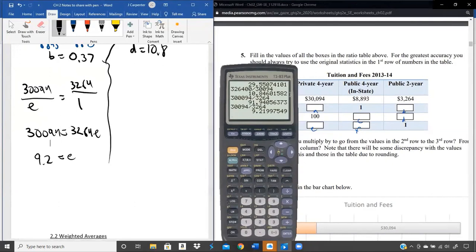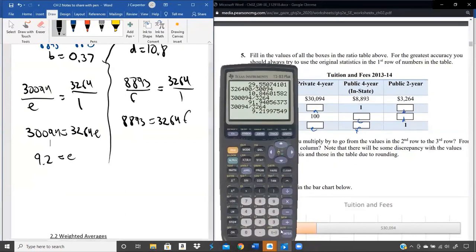All right, finally, to get F, I'm going to draw my box in this way. And again, you don't have to literally draw the boxes. It's just visualizing them ultimately. 8893, the 3264, the F, and the 1. So 8893 over the F equals the 3264 over the 1. Scaling things to 1 is also awesome in the proportions because it's just 8893 equals 3264 F.